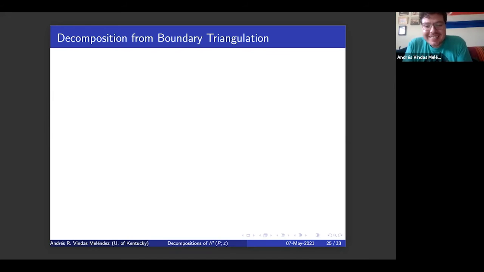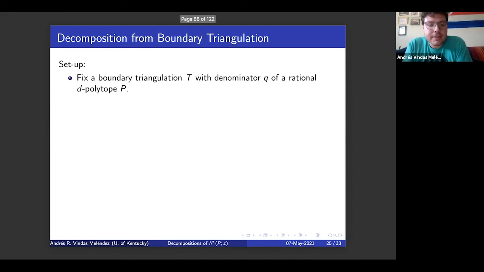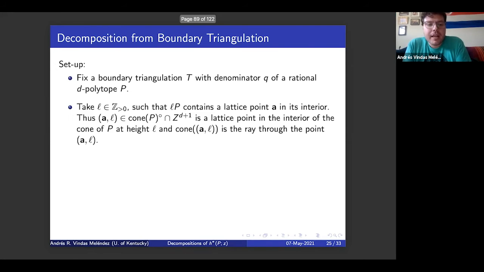So the next thing is I'm going to talk about a decomposition coming from a boundary triangulation. Okay. So again, I have to do some setup. I'm going to fix a boundary triangulation T with denominator Q of a rational polytope. And in this construction, I'm going to take L to be some positive integer such that the L dilate contains a lattice point A in its interior.